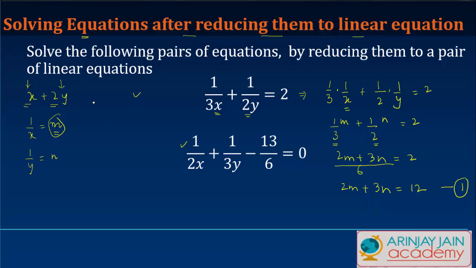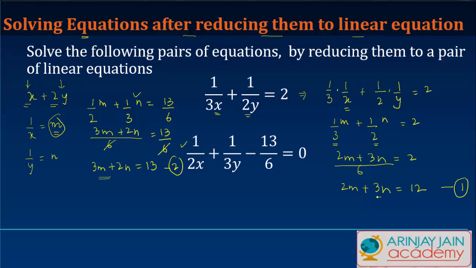Similarly, if I do the same over here, what do I get? I get 1 upon 2 into 1 by x, which is m, plus 1 upon 3 n is equal to 13 by 6. If I take 6 as the LCM, I get 3m plus 2n is equal to 13 by 6. This 6 gets cancelled with this 6. So I get 3m plus 2n is equal to 13. Let's call this equation 2.